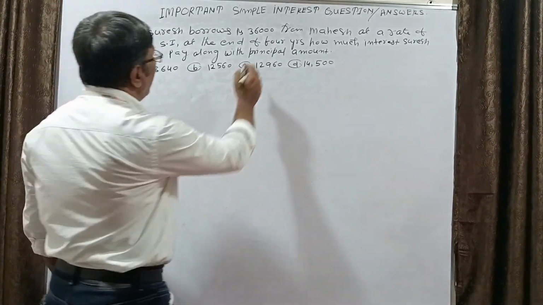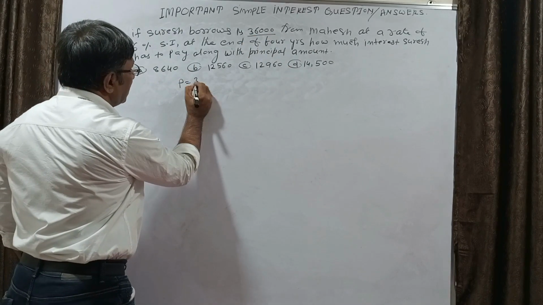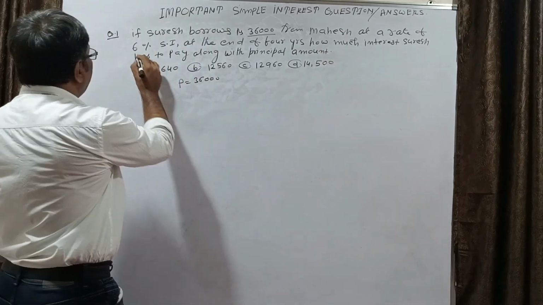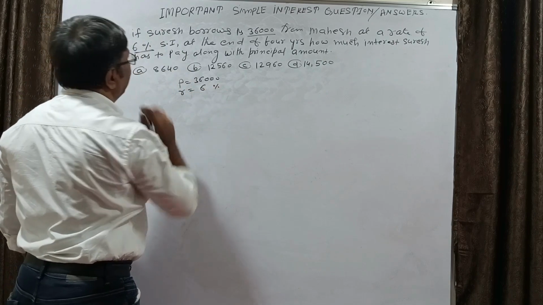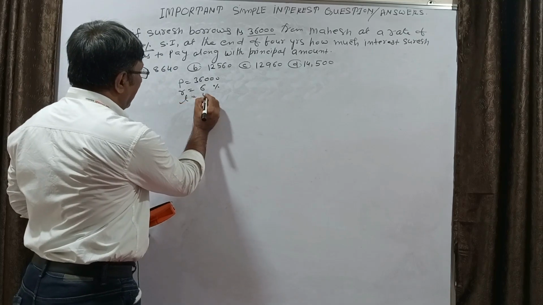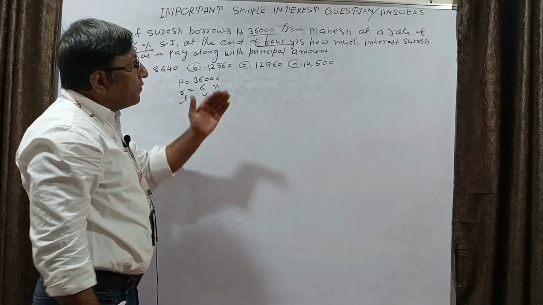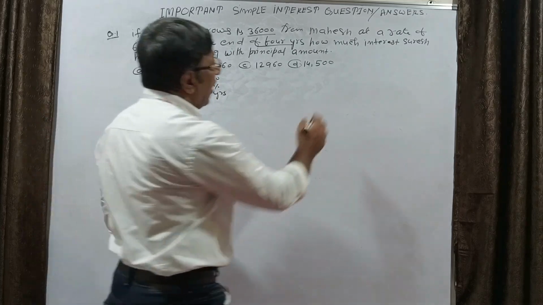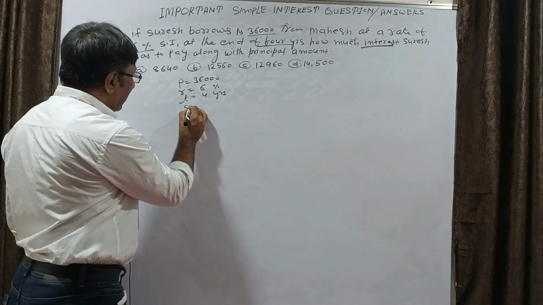Here Suresh borrows this amount, so this is our principal. Our principal is 36,000, at a rate of 6% simple interest. So the rate is given as 6%. At the end of 4 years, so the time is given as 4 years. How much interest does Suresh have to pay along with the principal amount? So we have to find the interest.